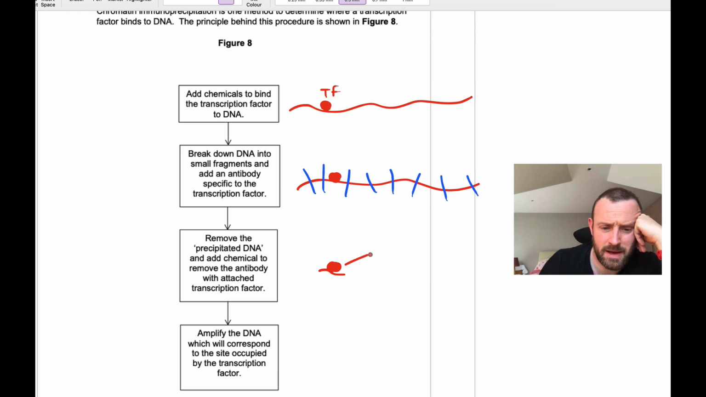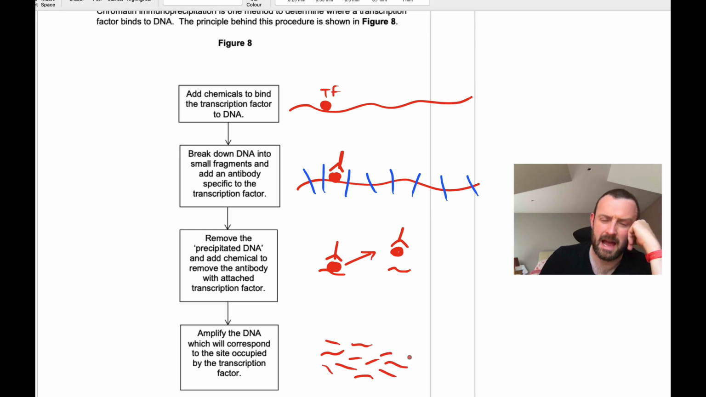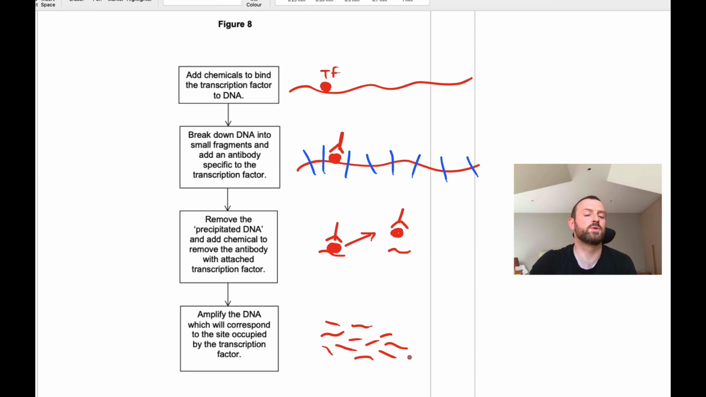Then you use an antibody to precipitate it. I'm going to put the antibody on there. And then add a chemical to remove this bit. And you've just got this bit, the DNA, and then you amplify it, and then you've got loads of copies of this little sequence, which shows you the sequence that binds to the transcription factor. Okay, so that's how it works.